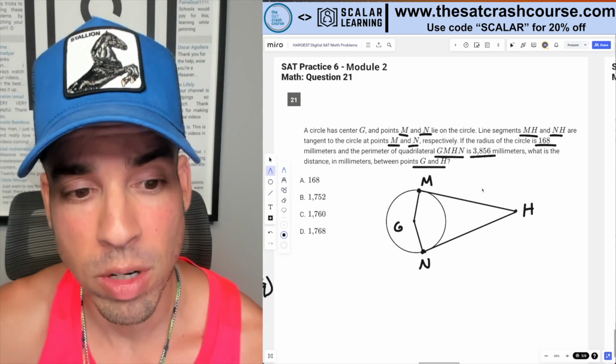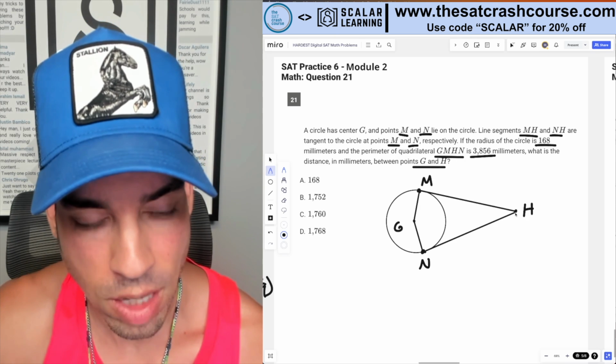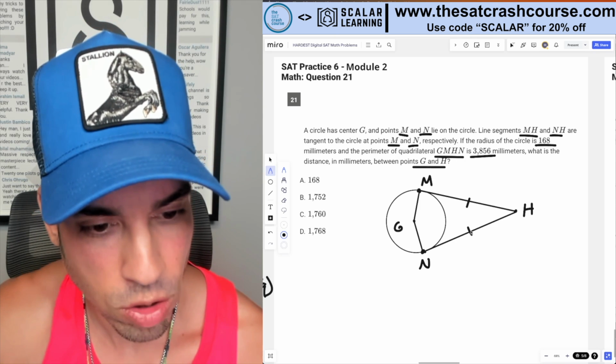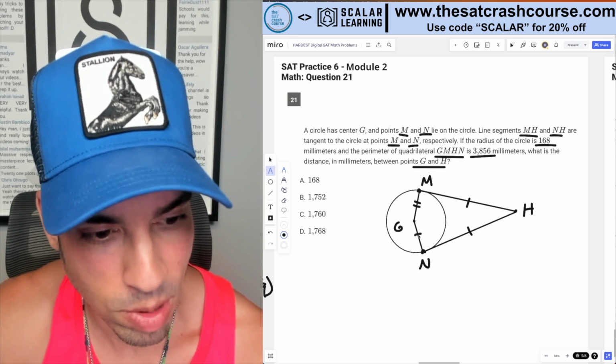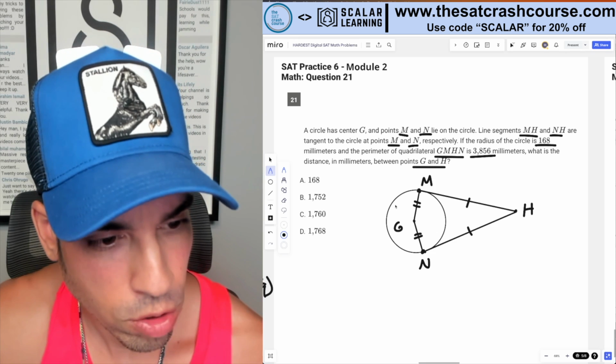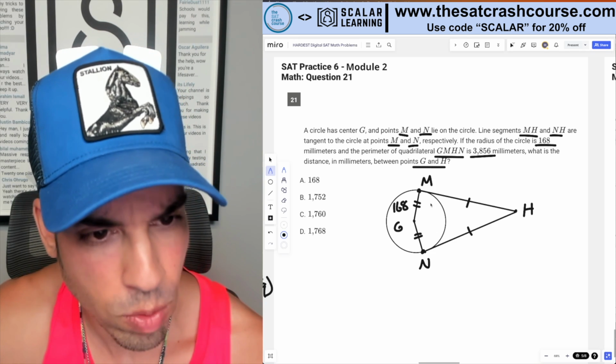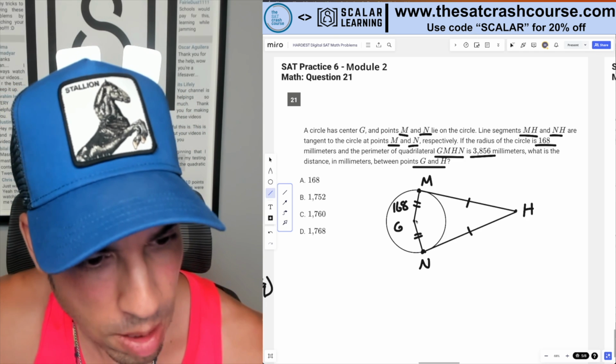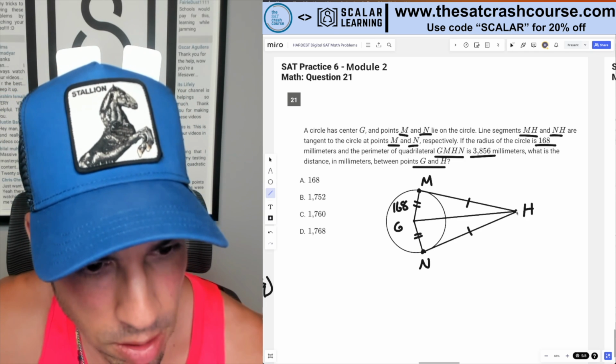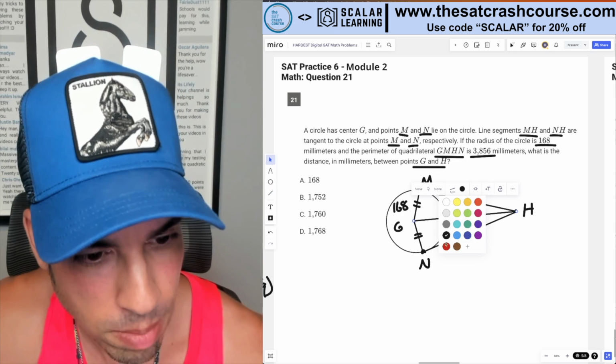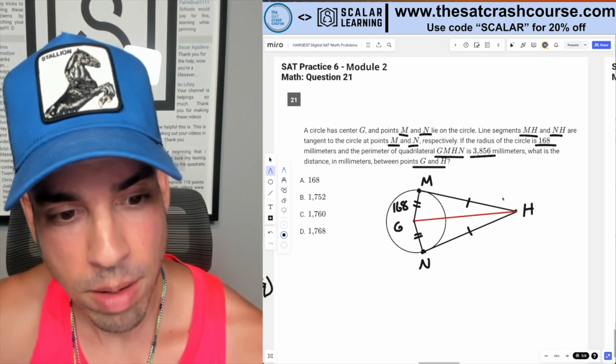The other thing to remember is external tangents from the same point are going to be congruent. So these are going to be congruent, as are these lines, because all radii are congruent. Now we also know that the radius is 168, so I'm going to write that in here. And last but not least, I'm going to connect G and H because it says that it wants that segment length. Now we got a great diagram. Now we can do this.